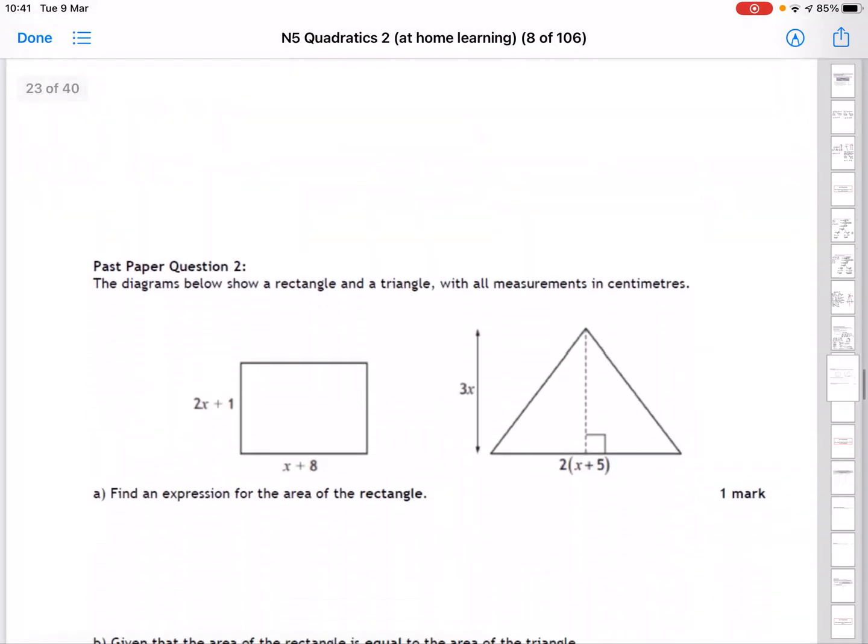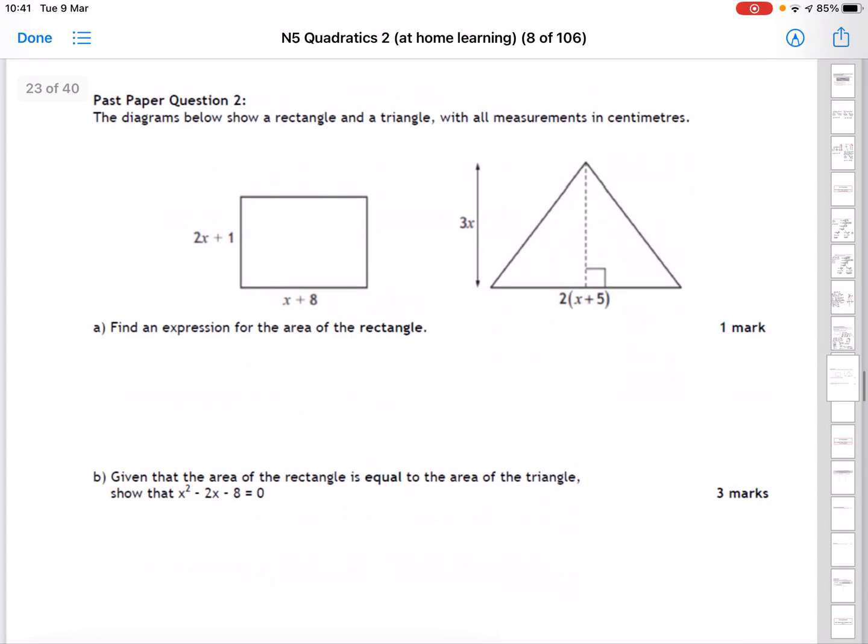Okay, the next past paper question here, we have the diagrams below show a rectangle and a triangle with all measurements shown in centimetres. So we have our rectangle here with 2x plus 1 for one side and x plus 8 for the bottom side. And then we have our triangle with a height of 3x and the base as 2 bracket x plus 5.